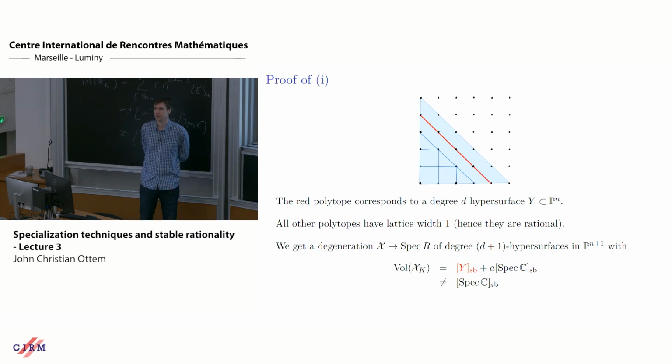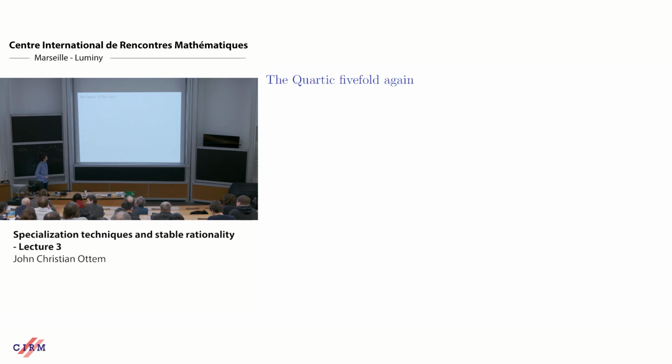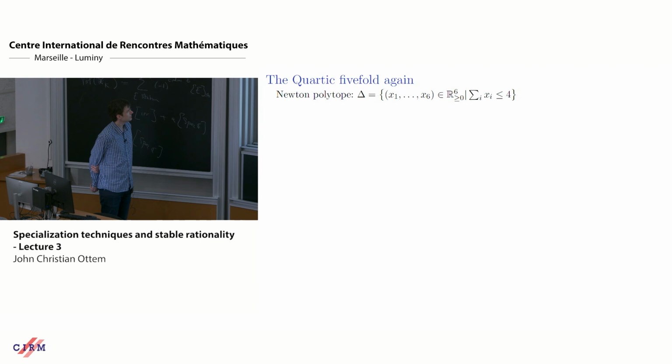Okay. Any other questions? Okay, let's go back to the quartic fivefold. So the quartic fivefold corresponds to this polytope. It's 4 times the simplex in R6.